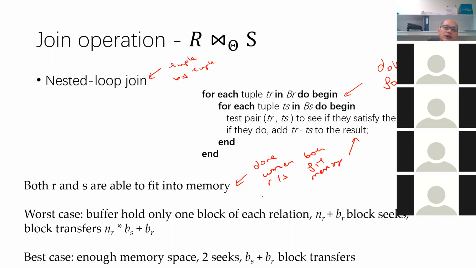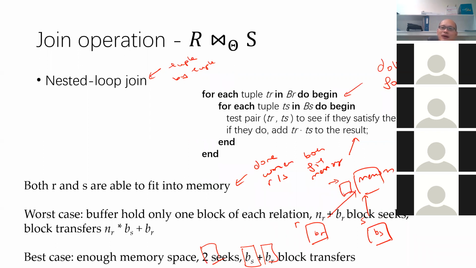So in the best case, you just need to transfer your blocks from relation R, which is BR, and the blocks from relation S, which is BS, and then put them into memory. And then you also have two accesses, one for the start of my R and one for the start of my S. Okay, so this is the best case scenario.